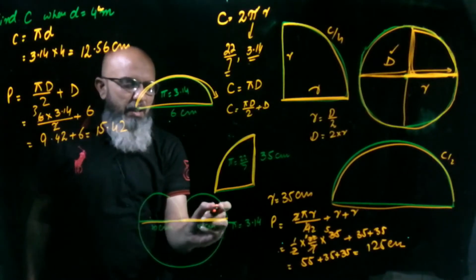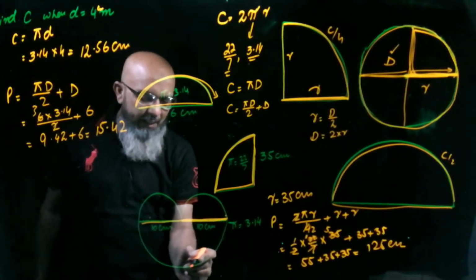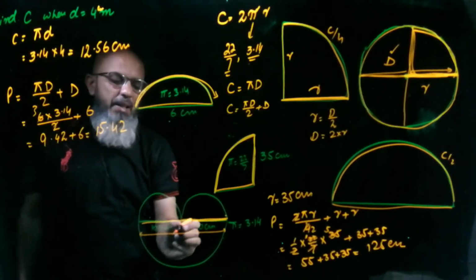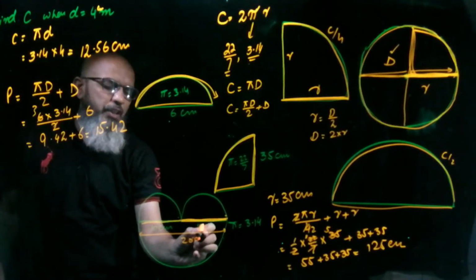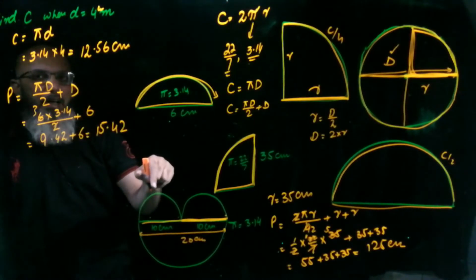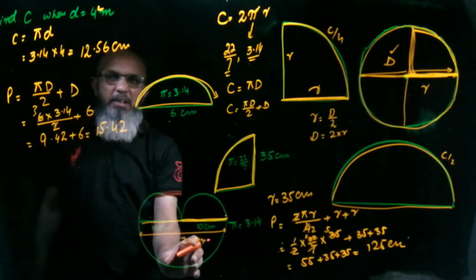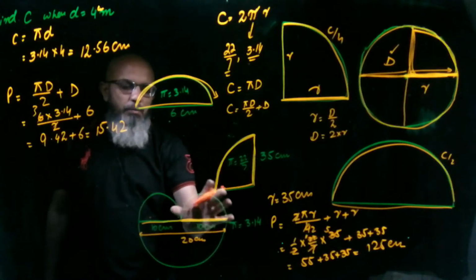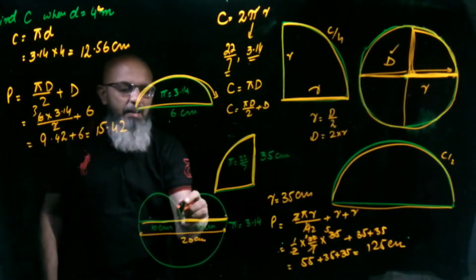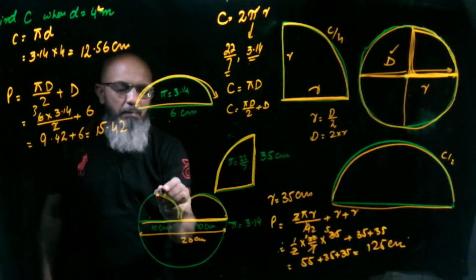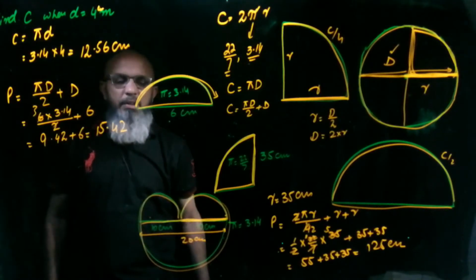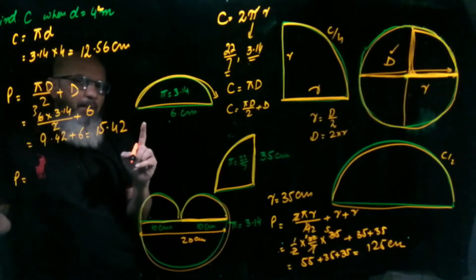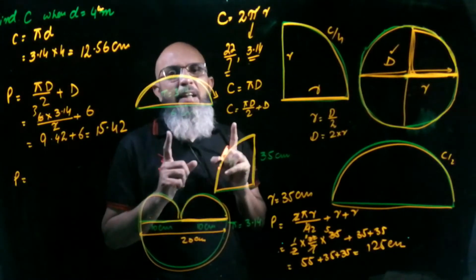It is also a semicircle, and this one is also a semicircle. But what is the diameter of the bigger circle? The bigger circle has a diameter of 20 centimeter. So keep this fact in your mind. It means we have three semicircles. So we will find the circumference of these three semicircles, and then we will add them, and that is our required perimeter, the sum of all sides. What is the formula if the diameter is given to you? That is pi d over 2.